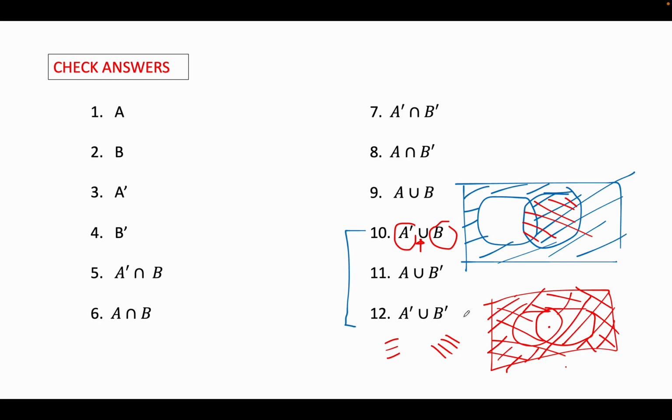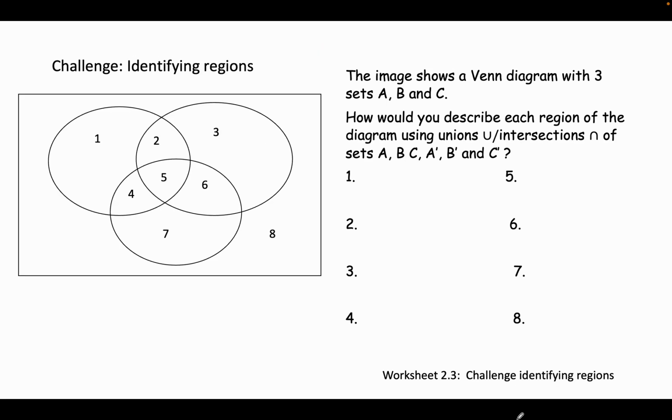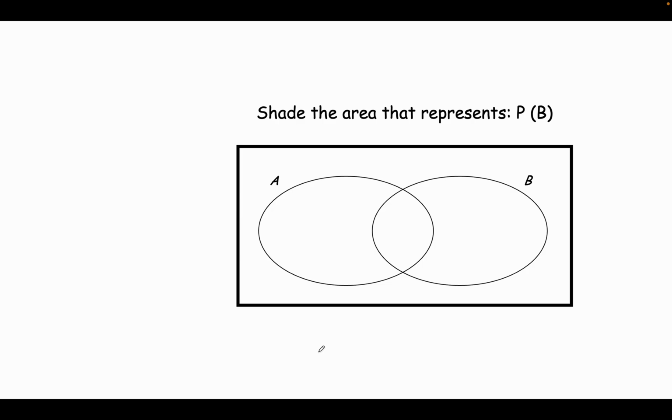So not A union not B is the same as not A and B, which is the middle section, but it's the opposite of that. It's not A and B. So the interesting thing is you can actually memorize these notations if you want to, but it's easy just to work them out. So we have got a worksheet here which I don't very much like, so you could go back to that and pause it and do it yourself.